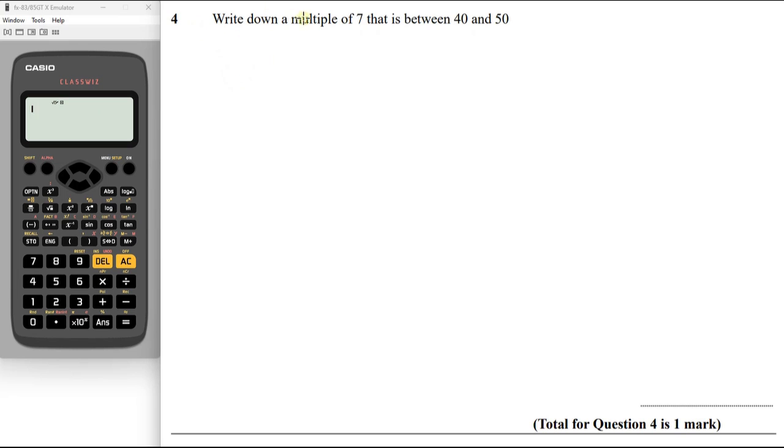Question 4, write down a multiple of 7 that is between 40 and 50. So for this question, I'm first of all just going to write down my multiples of 7. So 7 times 1 is 7, 2 times 7 is 14, 3 times 7 is 21, 4 times 7 is 28, 5 times 7 is 35, 6 times 7 is 42, and I don't need to go any further because I found a number that is between 40 and 50. So I'm going to say 42.